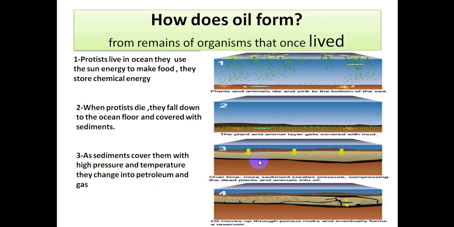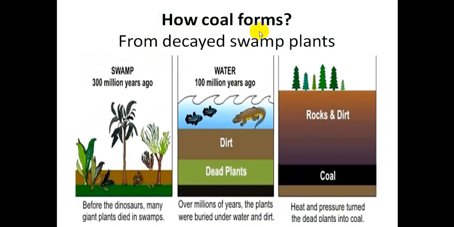Can you see this black layer? This means that the oil is formed. Finally, the oil collects in pockets between layers of rocks, and then people come to drill it out and take it out. How does coal form?